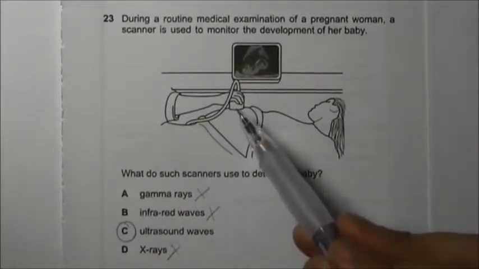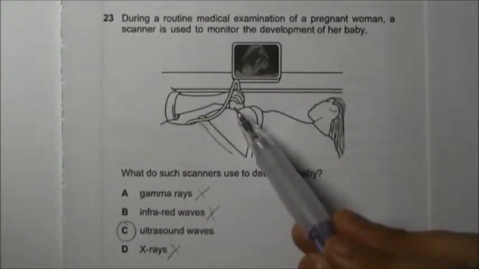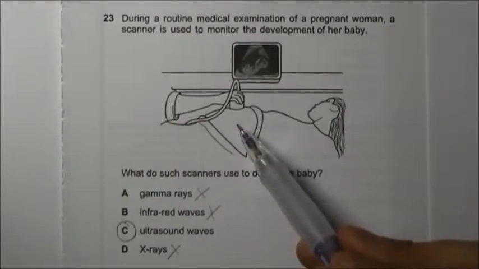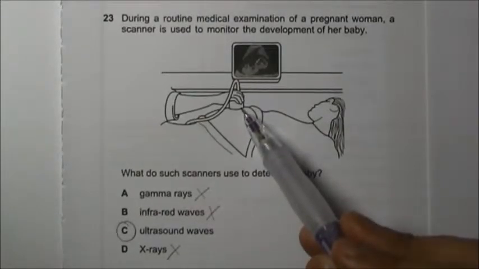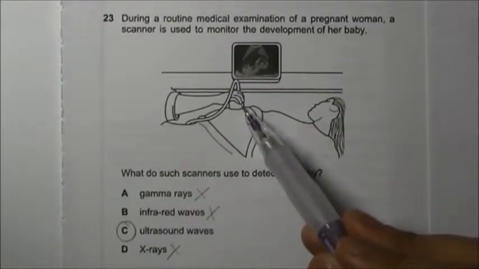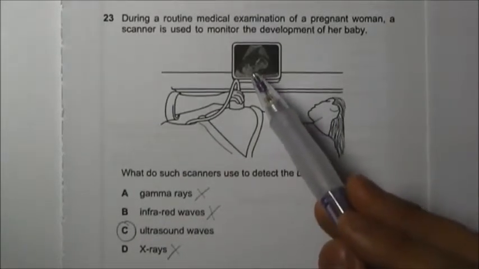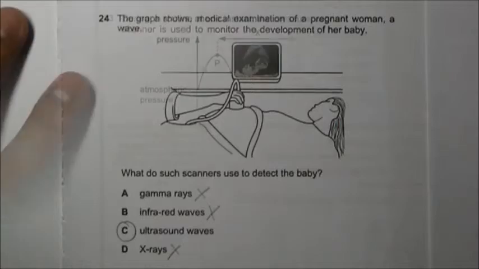Ultrasound wave is sent into the womb of the woman and it will reflect off the fetus, and there's a receiver here that will catch the reflected signal and it can form the image of the fetus here.